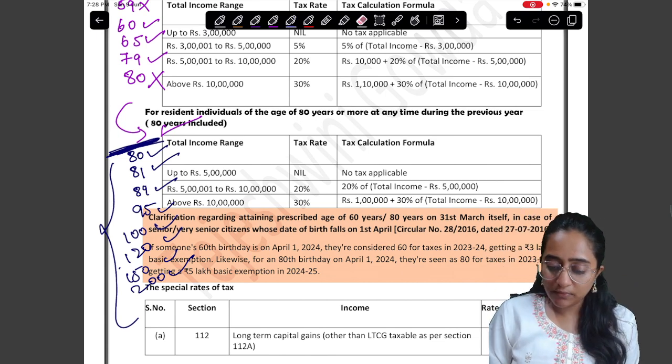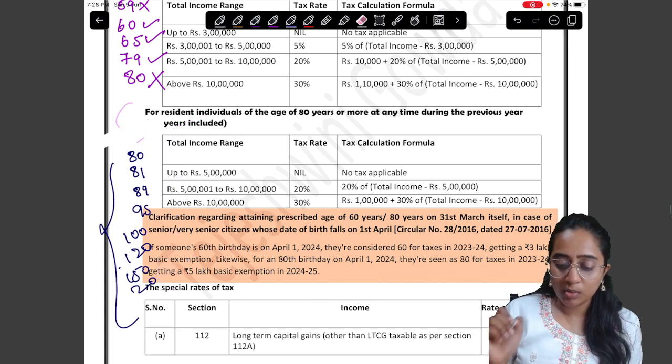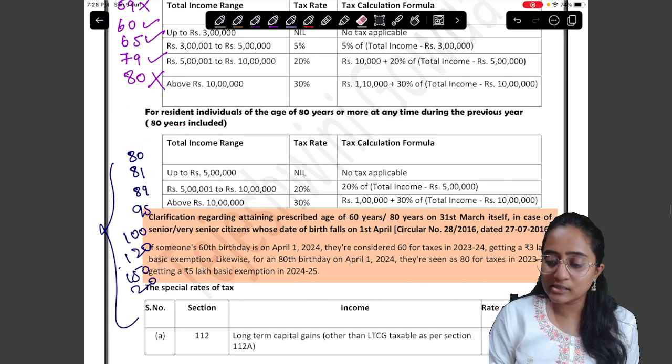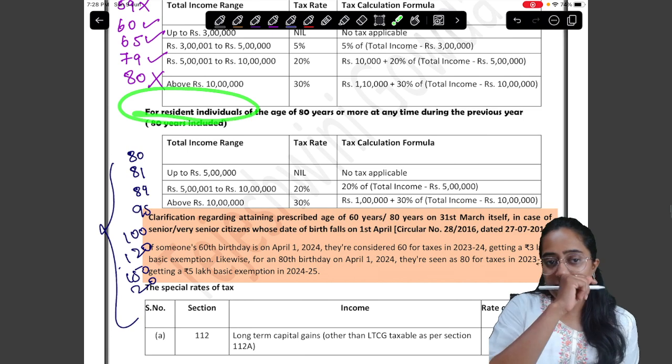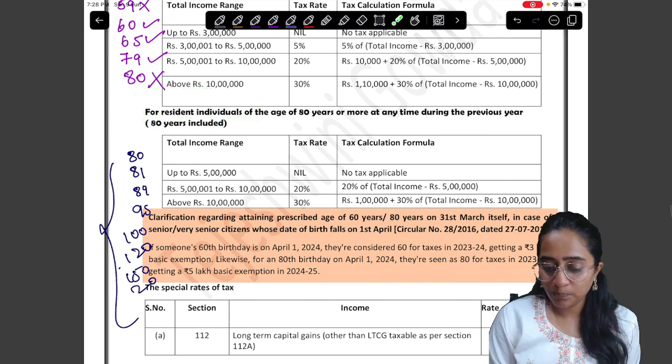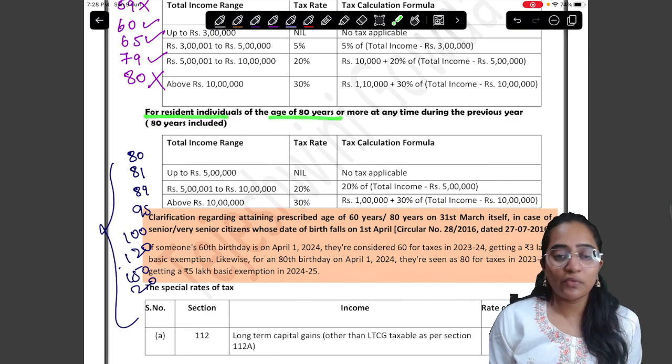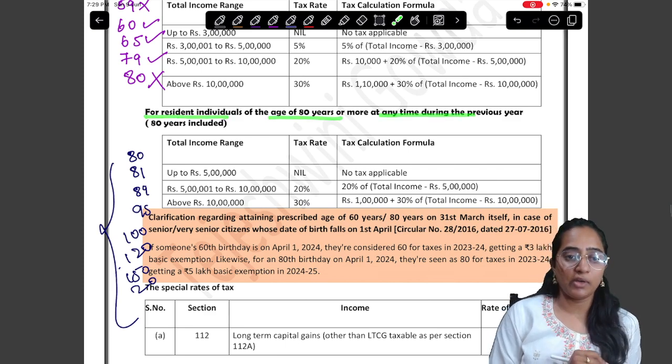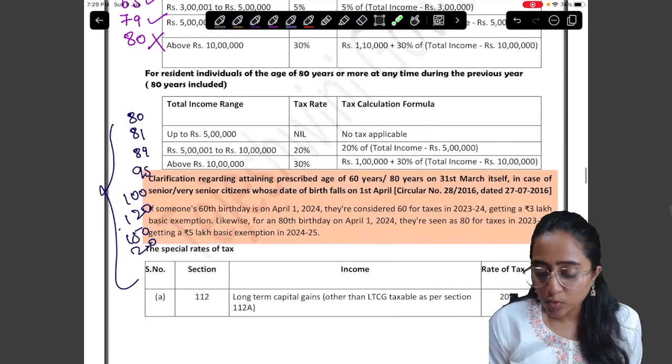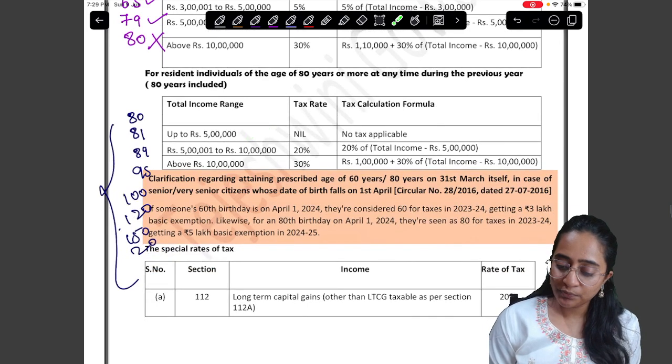If that person is 80 years or more, they will be considered a super senior citizen, as resident individuals. Clear? For resident individuals at the age of 80 or more at any time during the previous year, up to 5 lakh it is going to be nil.